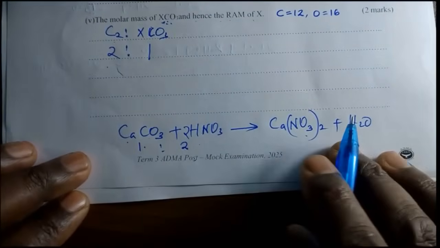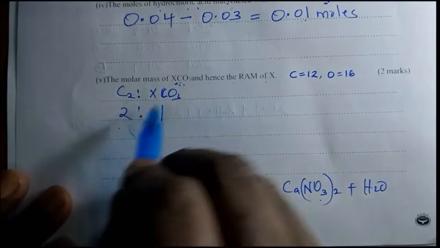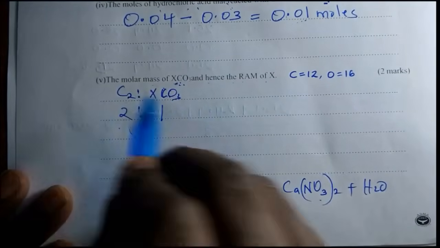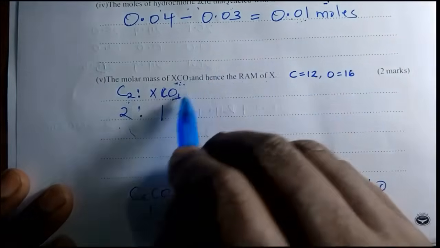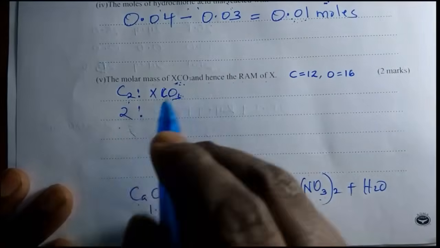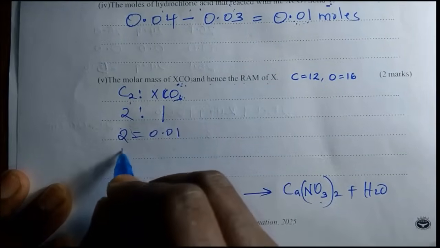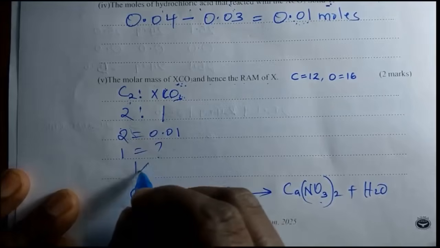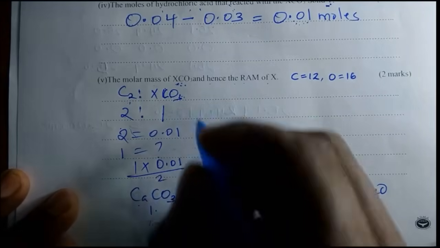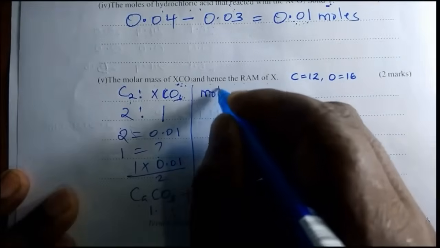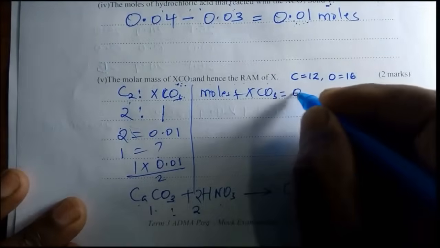If that is the case, you must know first the number of moles of nitric acid C2 that reacted with the carbonate. If 2 is equal to 0.01, then 1 will be what? 1 times 0.01 divided by 2. So the number of moles of X carbonate or T will be 0.005.